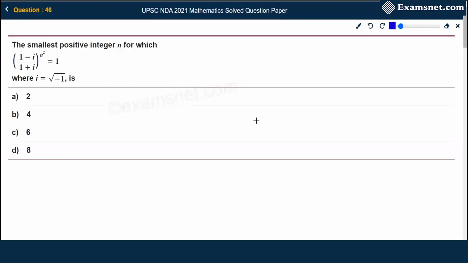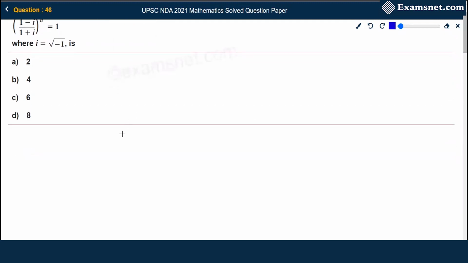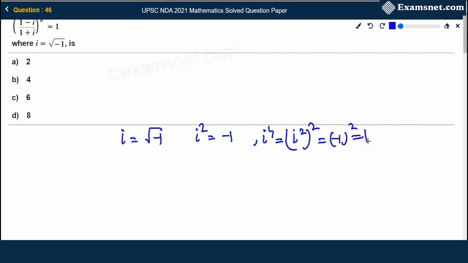In question number 46, it is given the smallest positive integer n for which this statement will hold true, where i equals root under minus 1. It is given that the value of i is root under minus 1. That means i square will give us the value minus 1, and i to the power 4 means i square whole square, so minus 1 whole square, which is 1.